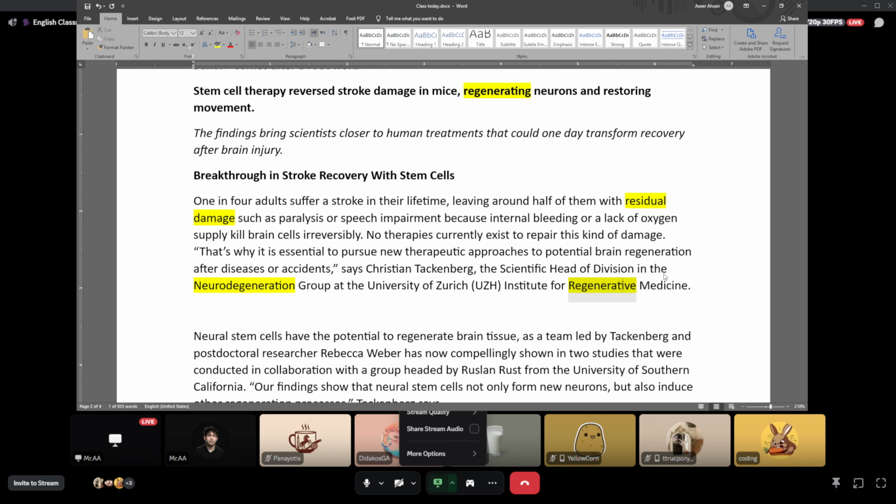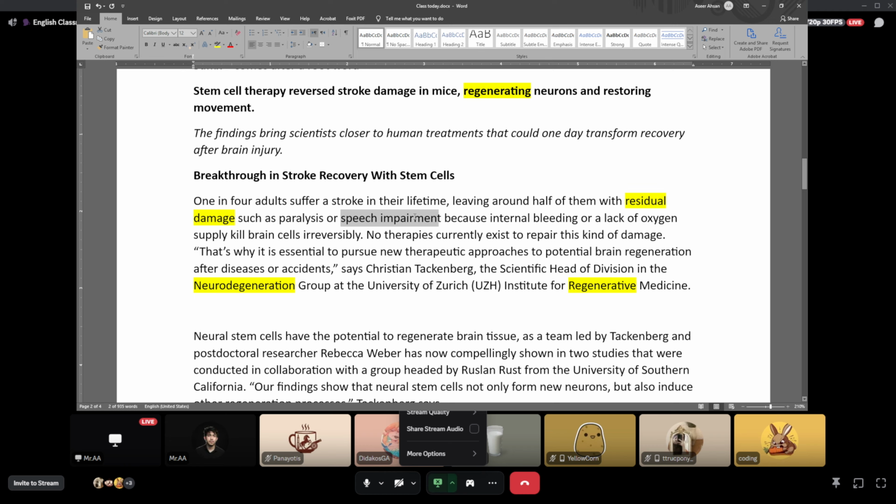Regenerative medicine. Can you say that again? Regenerative medicine. Thank you so much. The first word that we encountered is, what is this word? Residual damage. Excellent. Residual damage, such as paralysis or speech impairment.